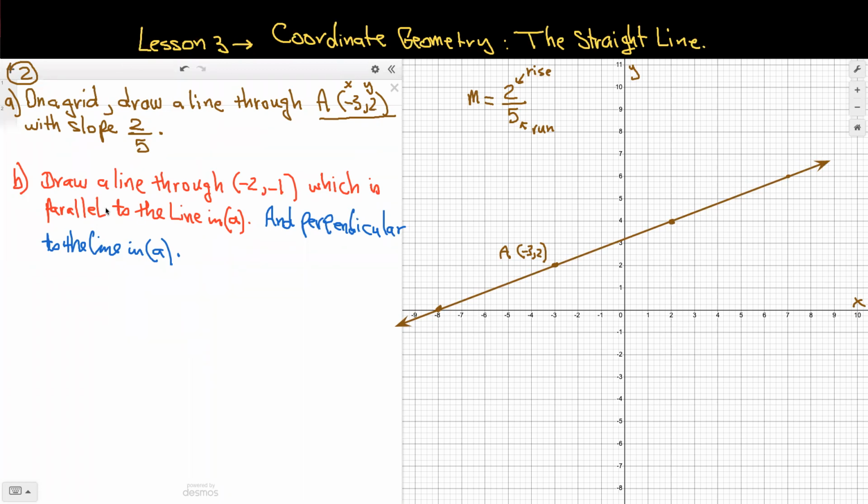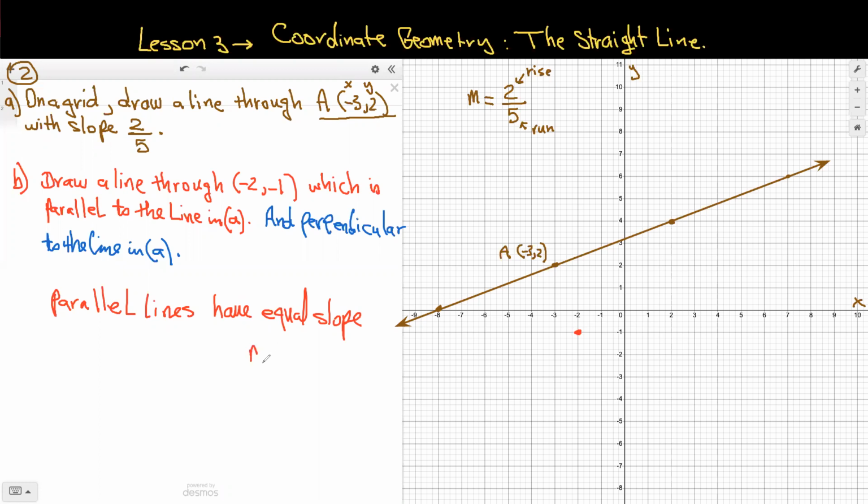The next thing they say: draw a line through -2 and -1, which is parallel to the line in A. Now, all of you remember from last class, previous to this one, we said parallel lines have equal slopes. So therefore, the line that goes through -2 and -1, and -2 and -1 is right here. The x is -2 and the y is -1. So you go down one right there, and this is your point.